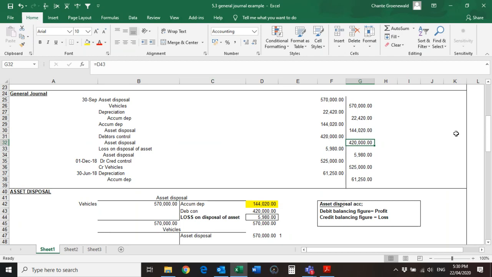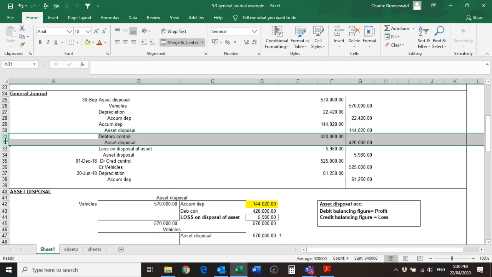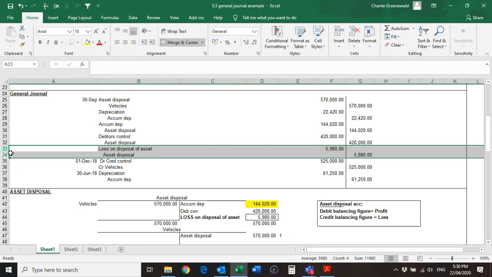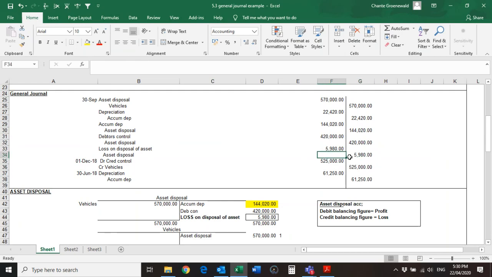Let me just have a sip of water. Right. Now, I think I spoke too early, because I did the loss and then I went back to the debtors. I'm sorry about that. I just want to show you that you also have to show the amounts.